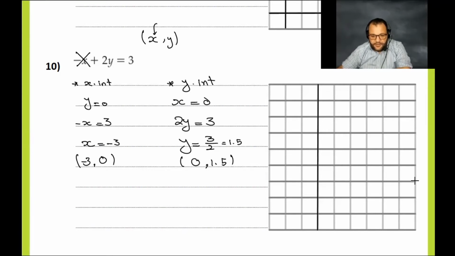Mister, this is easy. No, it's hard. That's the first time I explained this one. The first point that we have is negative 3 and 0, moving negative 3 to the left. The next point is 0 and 1.5, between 1 and 2. So we can draw the line passing through the 2 points. This would be the line.